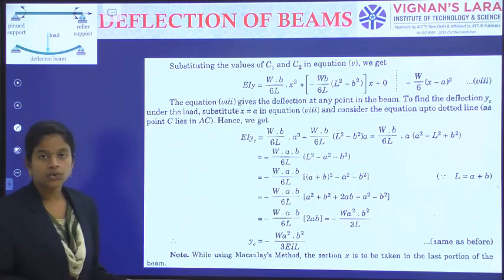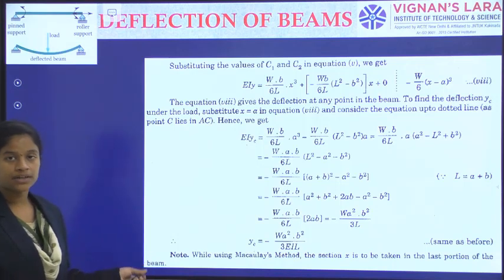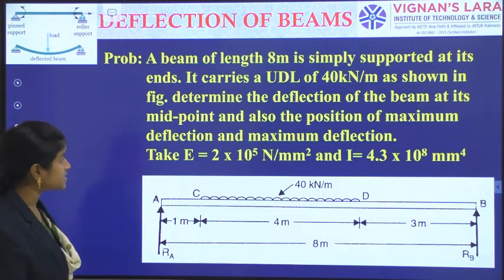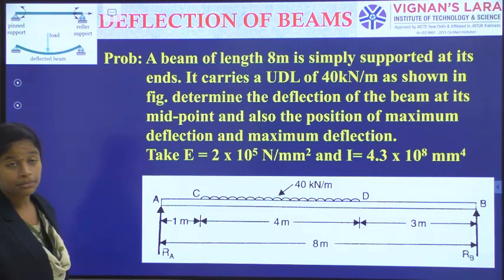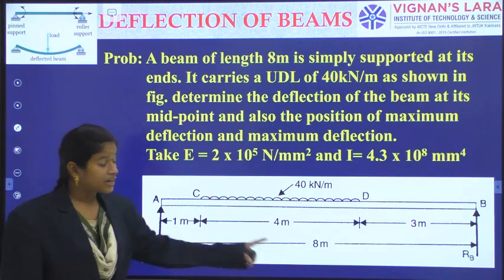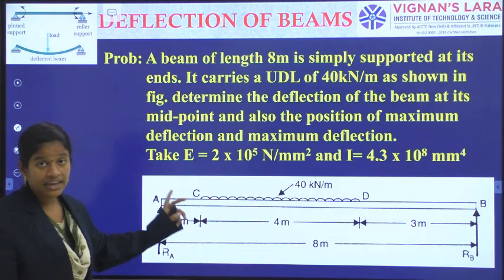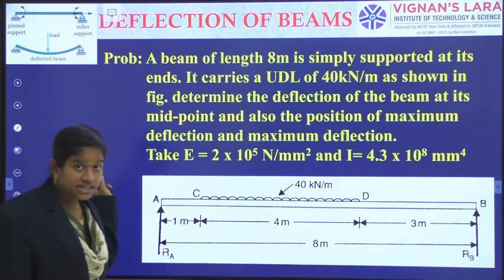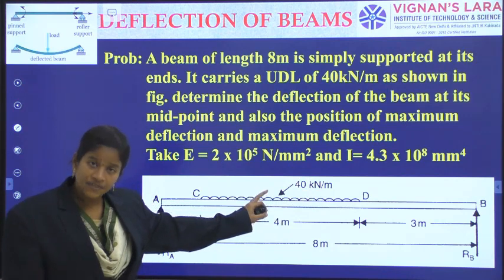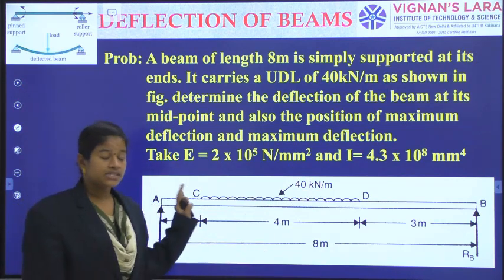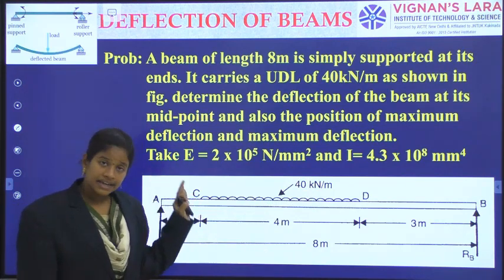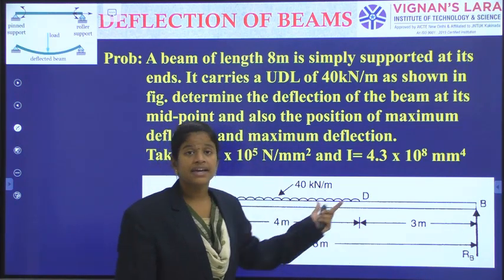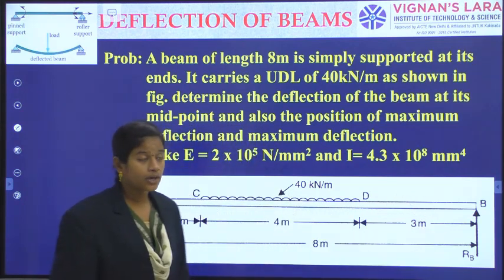Okay, now I am going into a numerical, how we will solve a problem for the Macaulay's method. A beam of length 8 meters is simply supported at its ends. It carries a UDL of 40 kN per meter as shown in the figure. They have not mentioned that it is the entire length; they have shown the figure itself. From the left support up to 1 meter no load is there. Later the load has started. Again it has stopped after 4 meters. Again the remaining 3 meters was left.